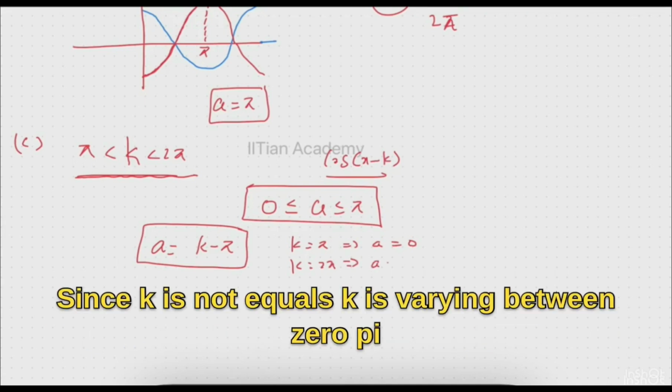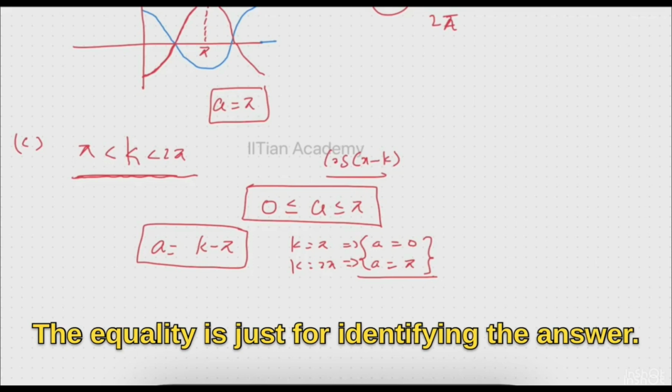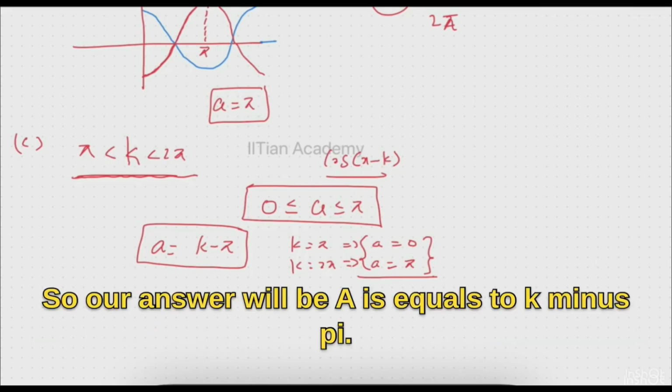Since k is varying between pi and 2 pi, a will also vary between 0 and pi. The equality is just for identifying the answer. So our answer will be a = k − pi.